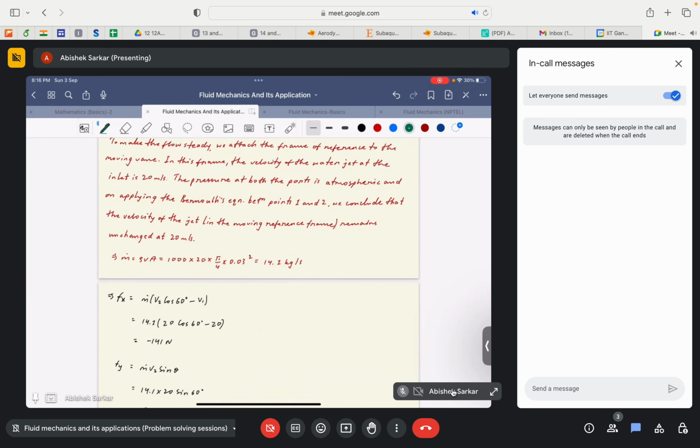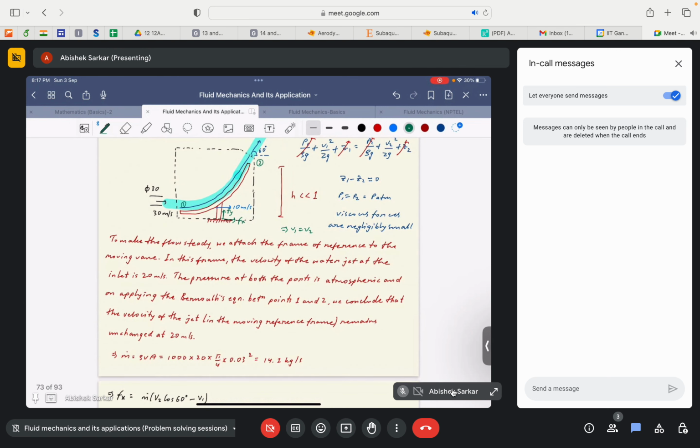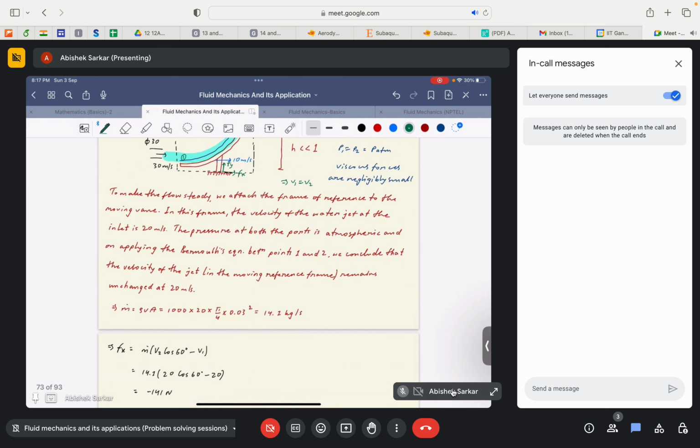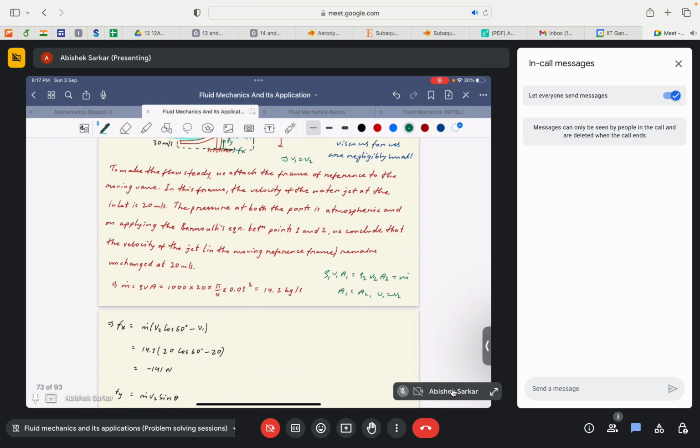Since the area of the jet is again the same at both the inlet and the exit, and density remains constant, and also since velocity remains constant, we can ideally take m dot equal to rho V A, right? So rho 1 V1 A1 equals rho 2 V2 A2 equals m dot. Here A1 equals A2 and V1 equals V2, right? So we can take that.